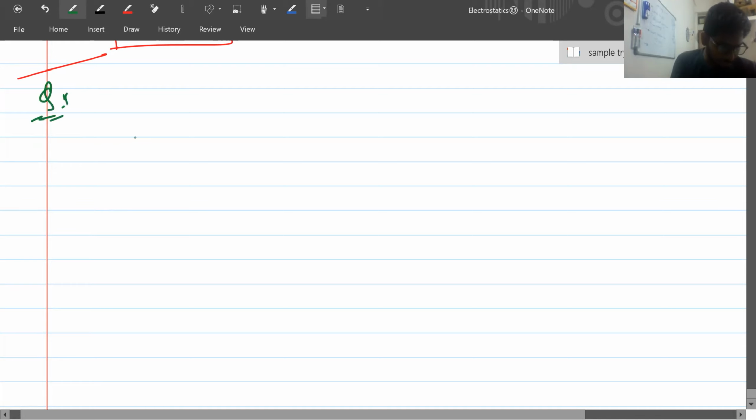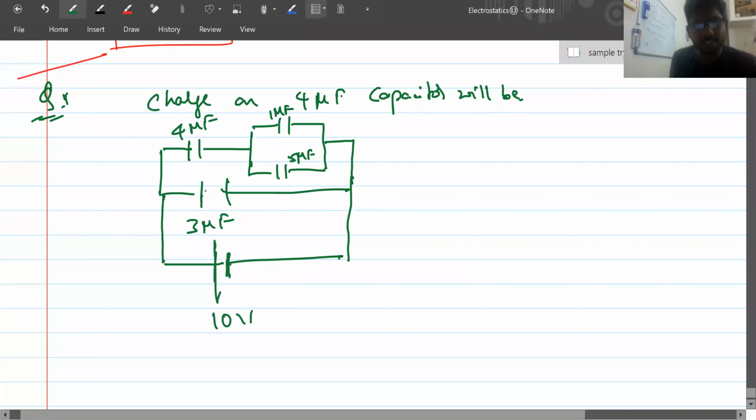In the given circuit, the charge on the 4 microfarad capacitor will be? So this is the diagram, and he asked what is the charge on the 4 microfarad capacitor. First thing, this is a battery. If you are able to find out what is the effective capacitance of the entire circuit, so this can be C effective.